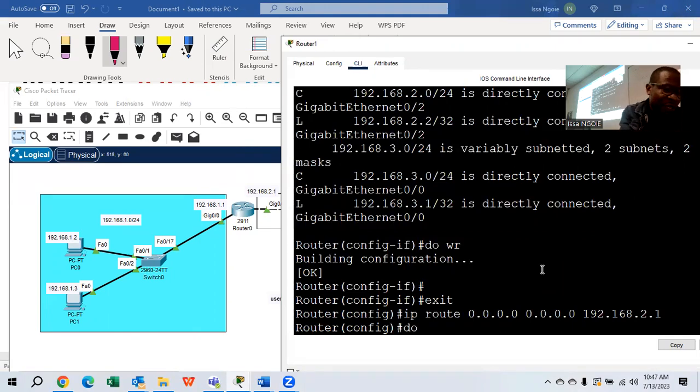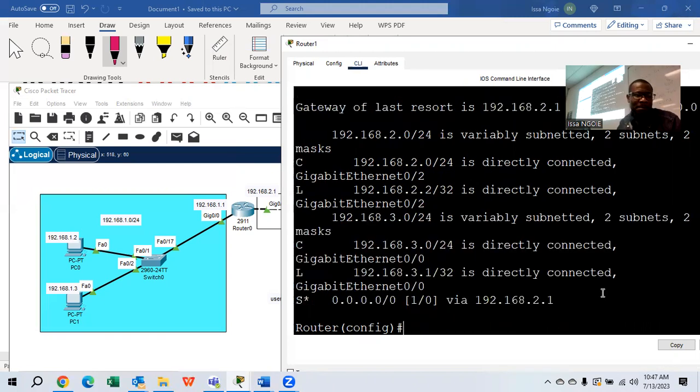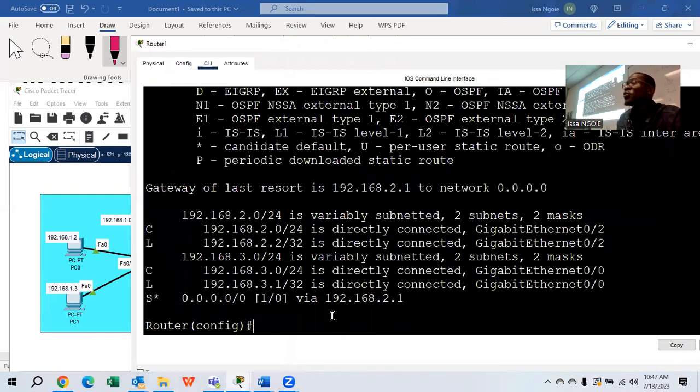Done. Now we're gonna check the routing table. Do show IP routes. So you can see here, there's a default route that is there, right? Guys, remember the asterisk, it's a default route. There are questions they'll ask you: which code for default routes, which code for static routes? We can save, guys, do write.